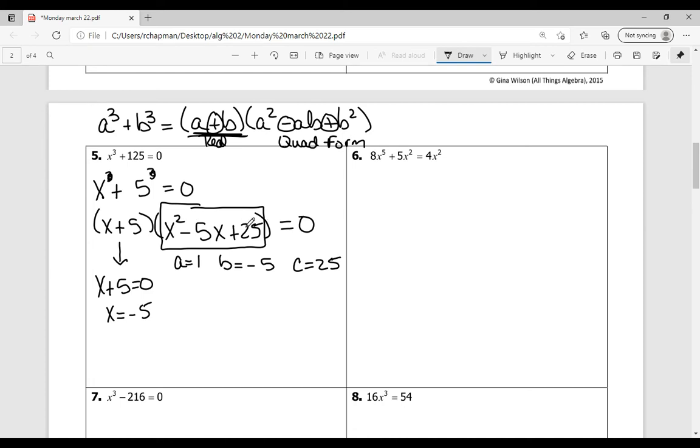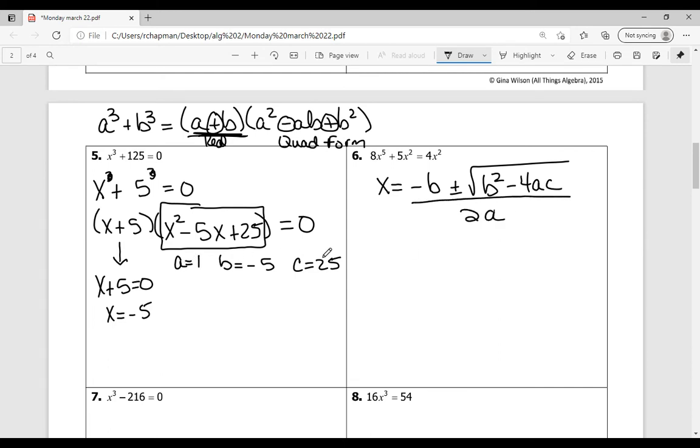This trinomial, when you're factoring a cube, never factors. So I don't ever have to worry about it. If you don't ever want to factor another quadratic, don't. Do the quadratic formula. Okay? So just in case you forgot, x equals -b plus minus square root b squared minus 4ac, and all of that is over 2a.